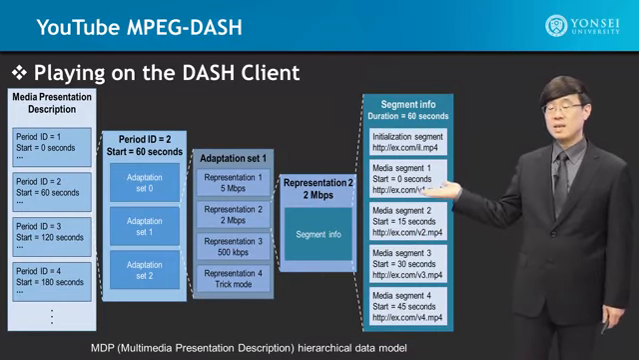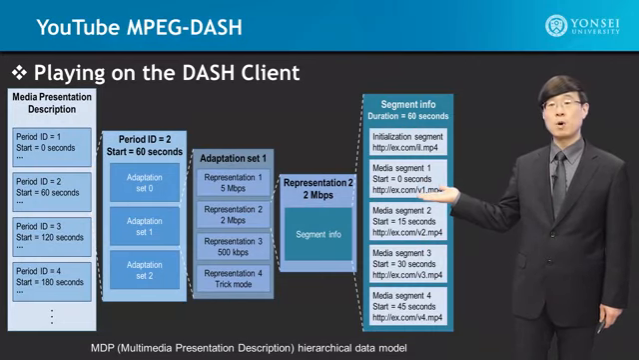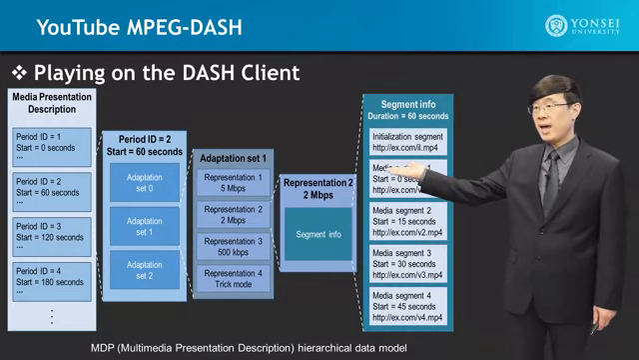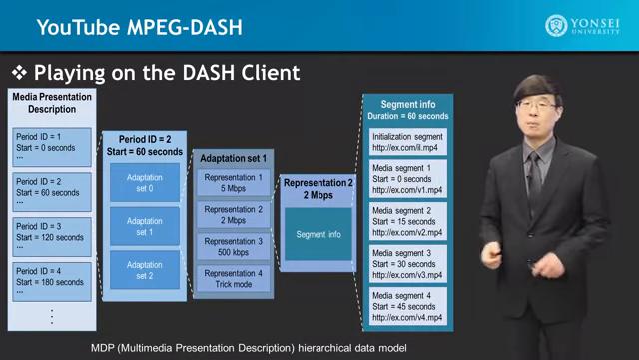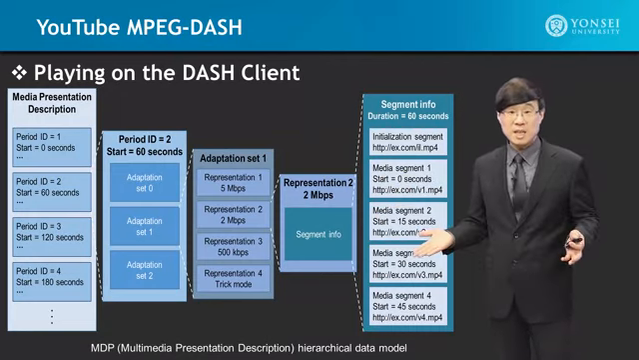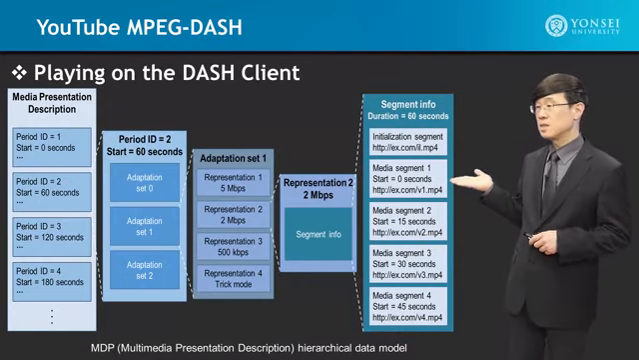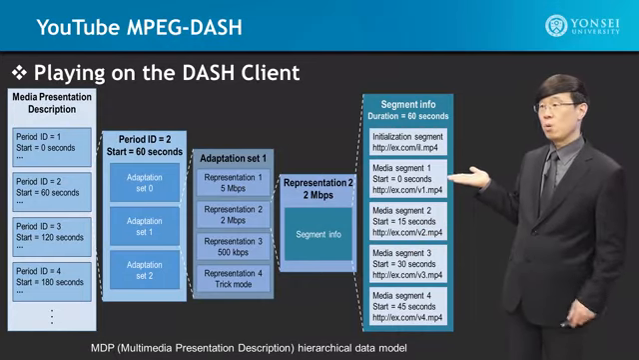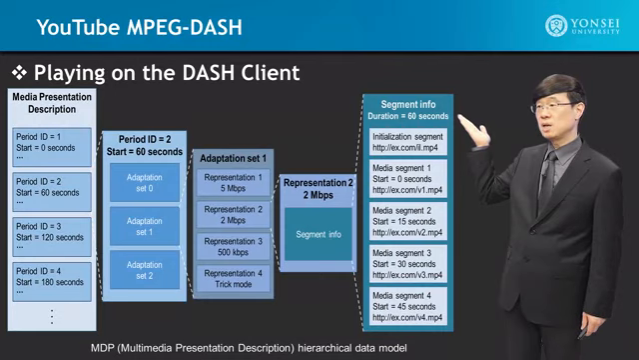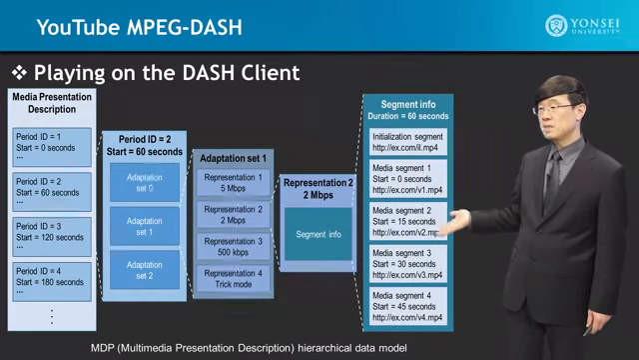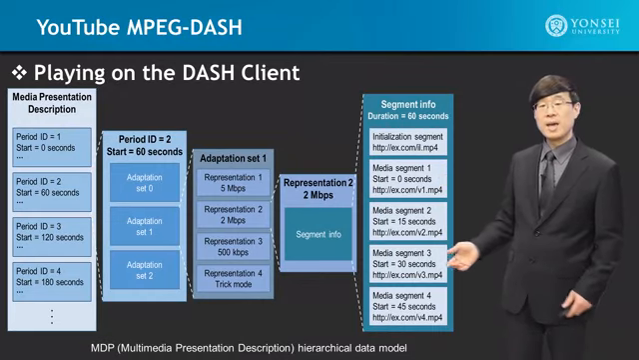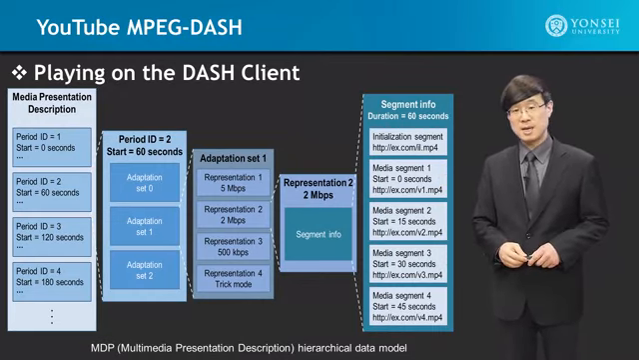Looking into what's in this representation, let's open up representation 2. And it has, of course, the 2 megabits per second. This is where the segment information is included. What's in the segment information? This is in the segment information, where you see it has its duration listed, and there are initialization segment, media segment 1, segment 2, media segment 3, media segment 4, and this information is included inside.